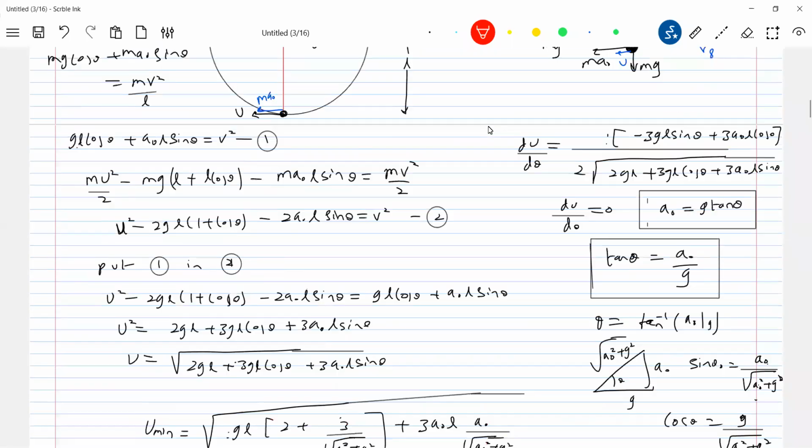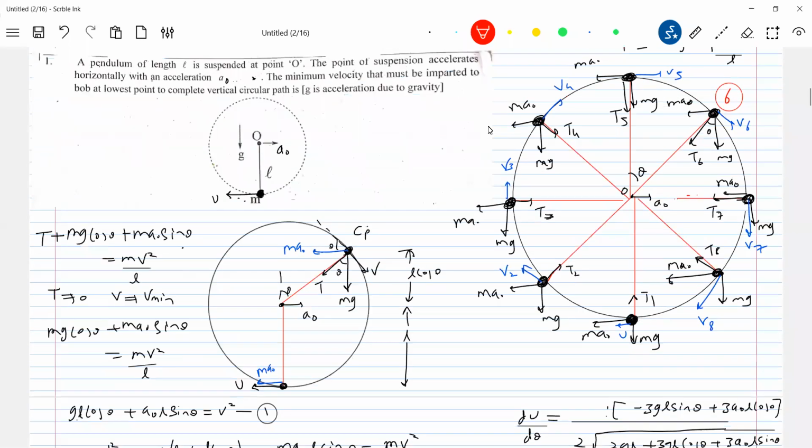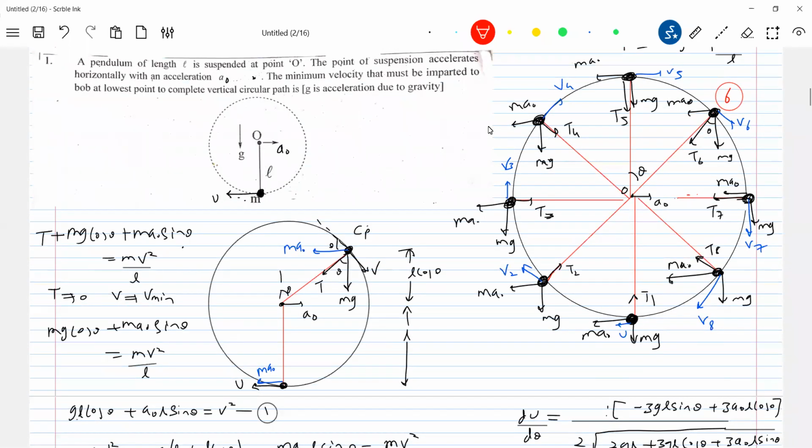Straight away, there's a mathematical approach you can bring in. Or what is the physics idea? The resultant of forces should act towards the center. So at 6, what happened? The resultant of forces acts towards the center. m a naught and mg both are acting towards the center. There the tension will be minimum.